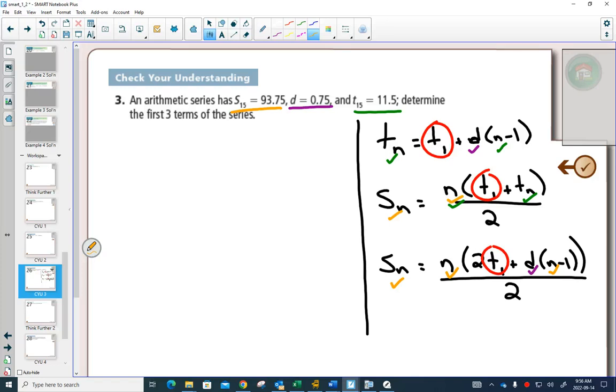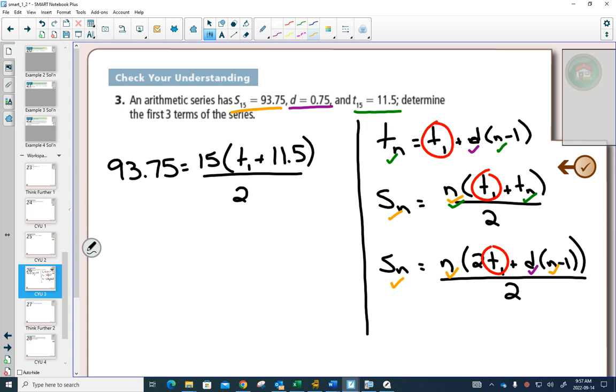Okay? So if I'm using a sum formula, now looking at my two formulas, my check marks say both of them will work. I would probably choose the first one just because it looks like there's less stuff than the second one. Does that make sense? Why not use a simpler formula if you can? So, starting that way, using the second formula, sum of the first 15, 93.75 equals, my N is 15. Term 1 is what I want to find, so it stays. Term 15 is 11.5 and divided by 2.